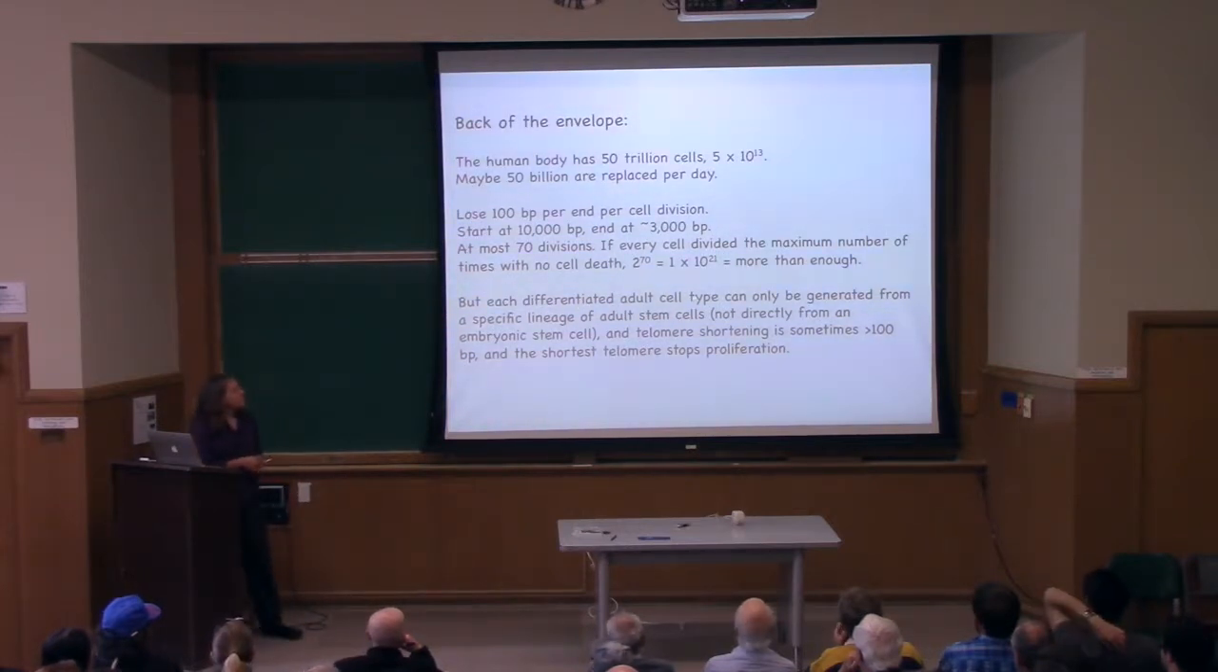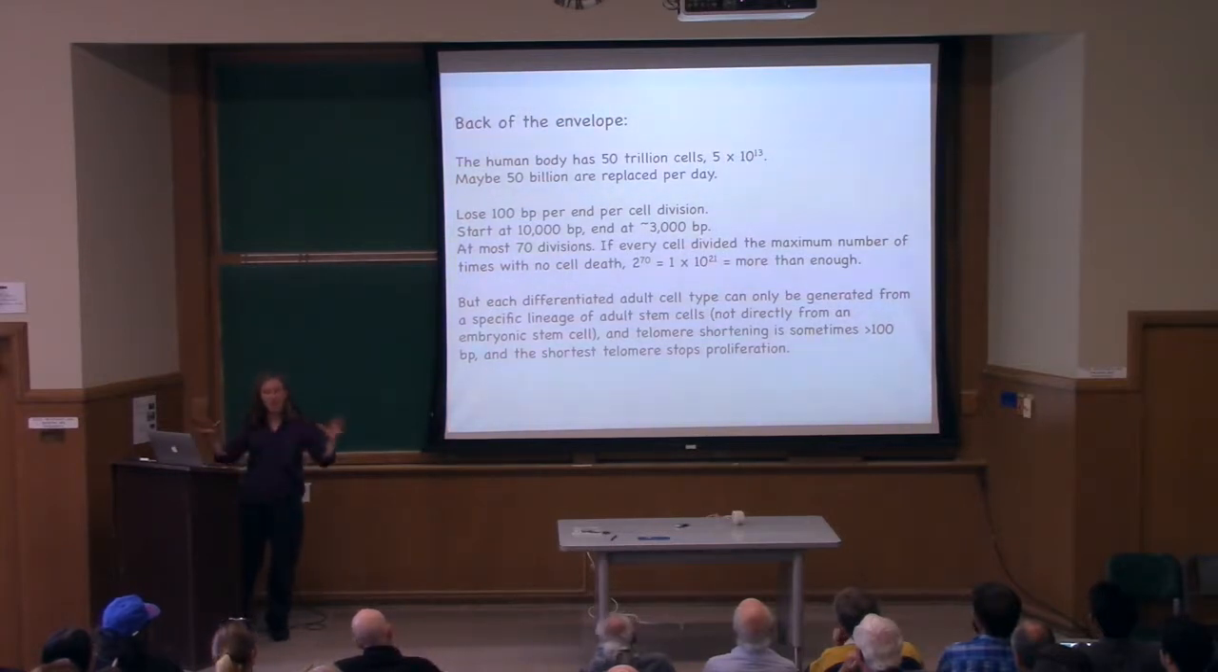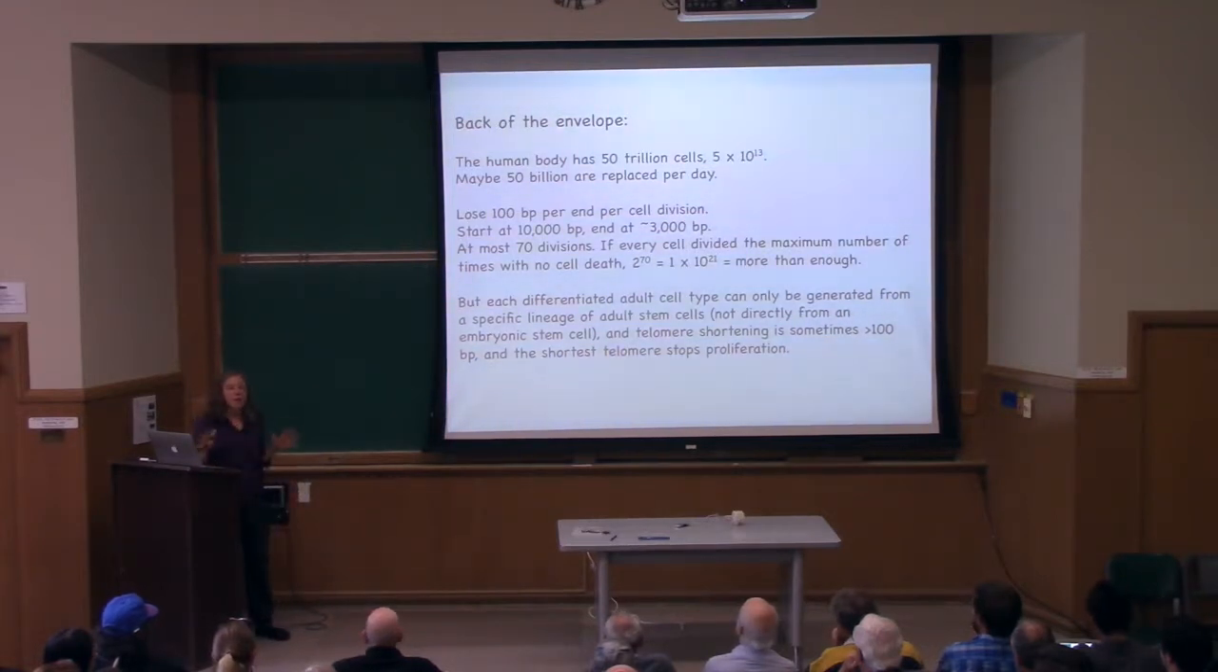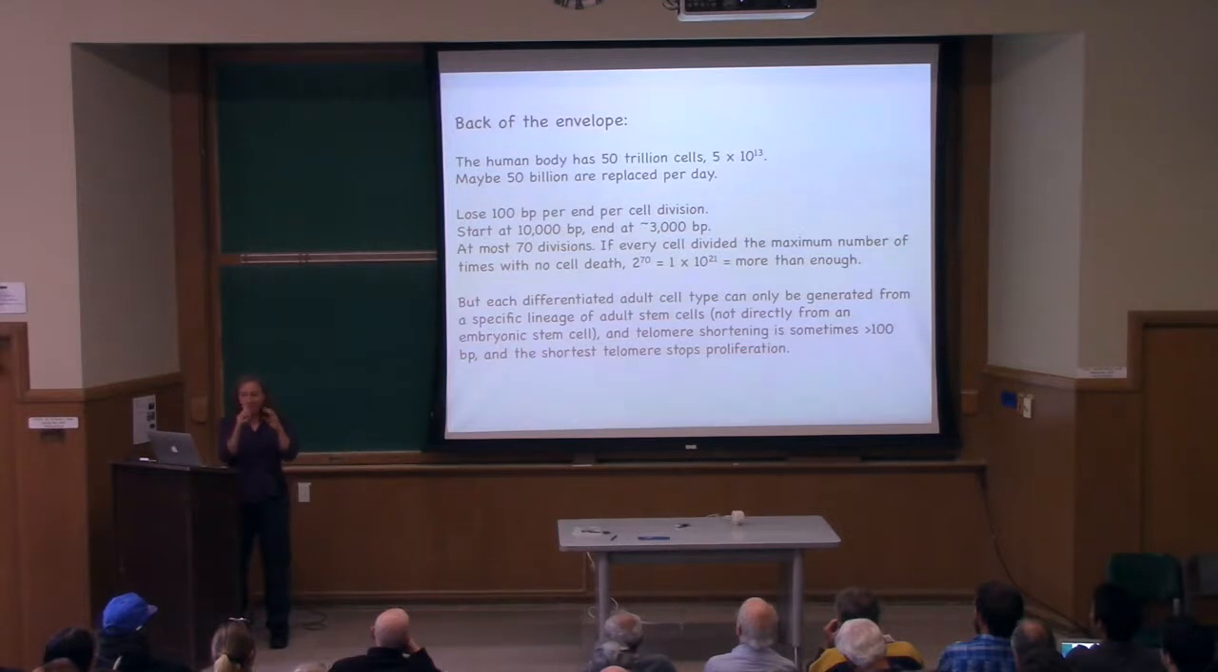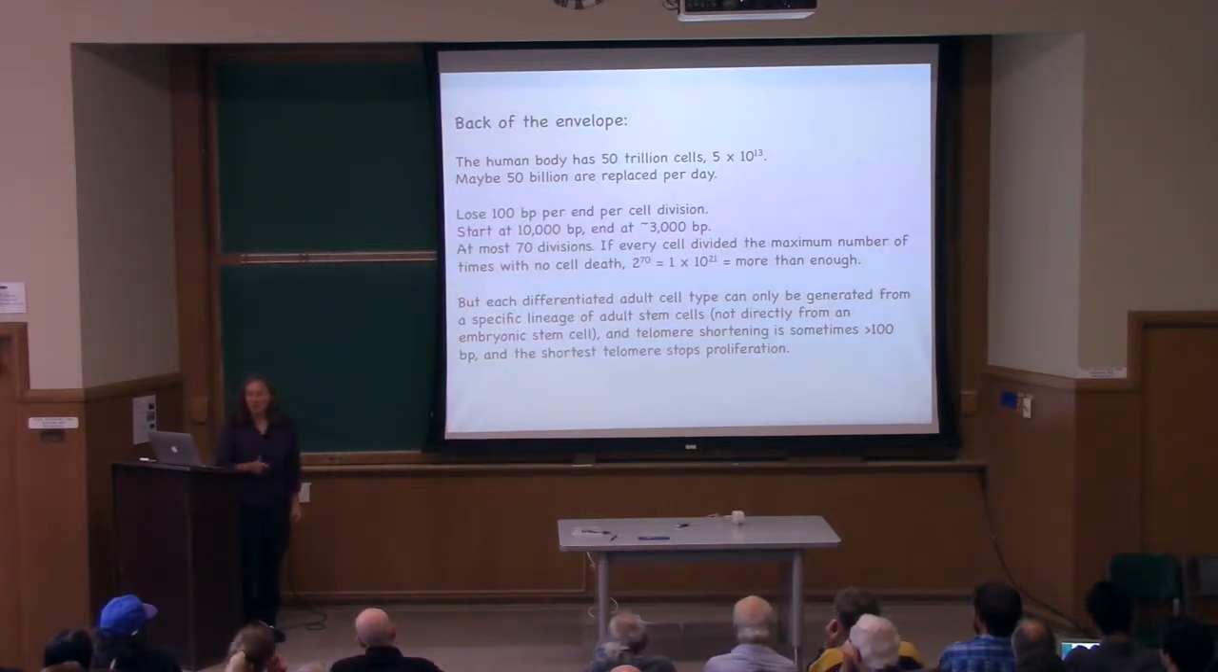But each differentiated adult cell type can only be generated from a certain lineage of things called adult stem cells. So the embryo has embryonic stem cells. They can become anything. But very early on, you lose those. There aren't cells in your body that can become any kind of cell they want. We have stem cells that are more restricted. A blood stem cell can make blood. A gut stem cell can make gut. A skin stem cell can make skin. Okay? So we start off with a fixed number of those. Embryonic stem cells turned into these adult stem cells, and these adult stem cells have a certain telomere length. So ever after that, if you want to make a lot of skin, you're only as good as the telomere length in that adult stem cell.